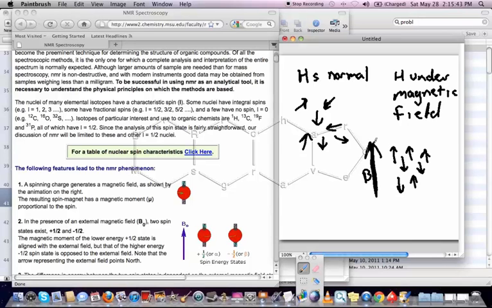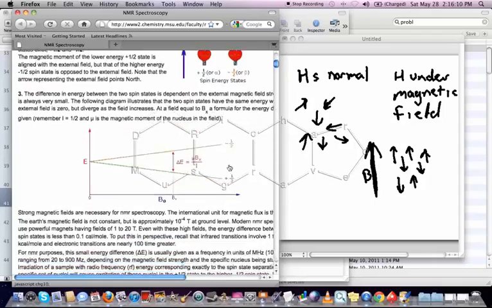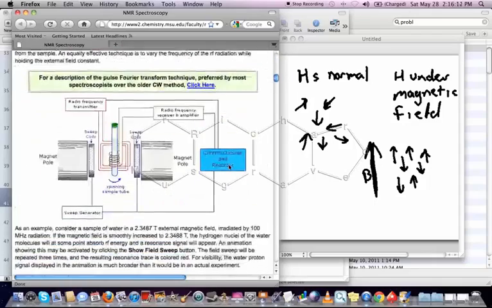However, when we apply a very strong magnetic field to these hydrogens, they will align either with or against the magnetic field. And you can see that these are all now not just pointing every which way, but aligned for or against the magnetic field. Further, we can get these to flip if we apply the correct radio frequency to the particular hydrogen that we're talking about. So this is what a proton NMR spectrometer looks like in schematic form.